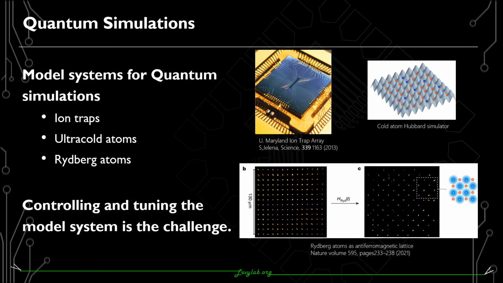For example, ion traps are used to trap ions at specific lattice sites to simulate any atomic lattice. Cold atoms have been used and suggested as a Hubbard model simulator. Rydberg atoms are used to study antiferromagnetic lattices. The ability to control and fine-tune the model system is an important challenge towards this application.